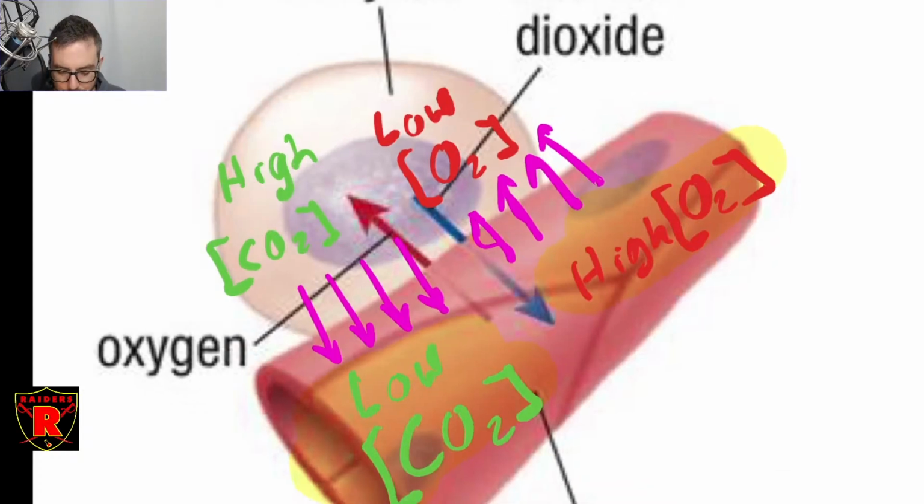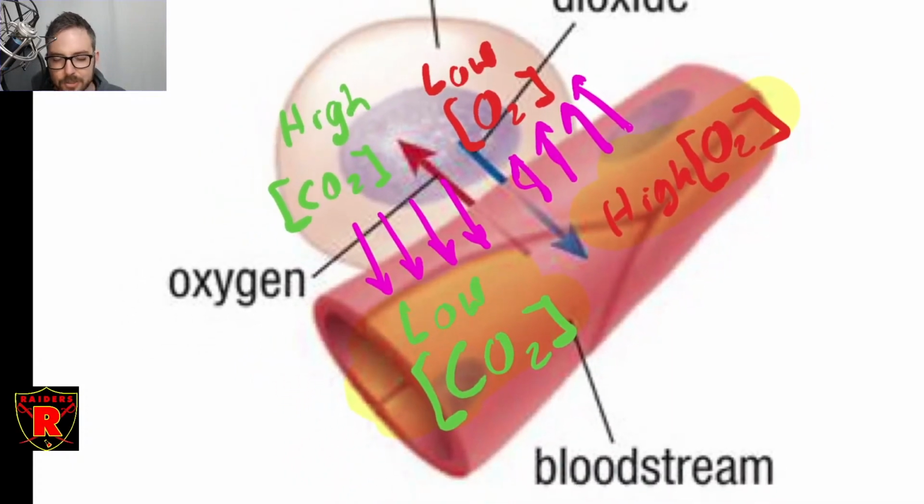And going in the opposite direction, the blood that is going through the circulatory system here has low CO2 in it because you just removed it in the lungs. But in the cell, there's high CO2 because the cell is making CO2 as part of cellular respiration. So again, you have a concentration gradient. There's high CO2 in the cell and low CO2 in the blood vessel. And so you're going to get this movement, this diffusion of CO2 into the blood, which allows you to transport it back to the lungs to get rid of it.